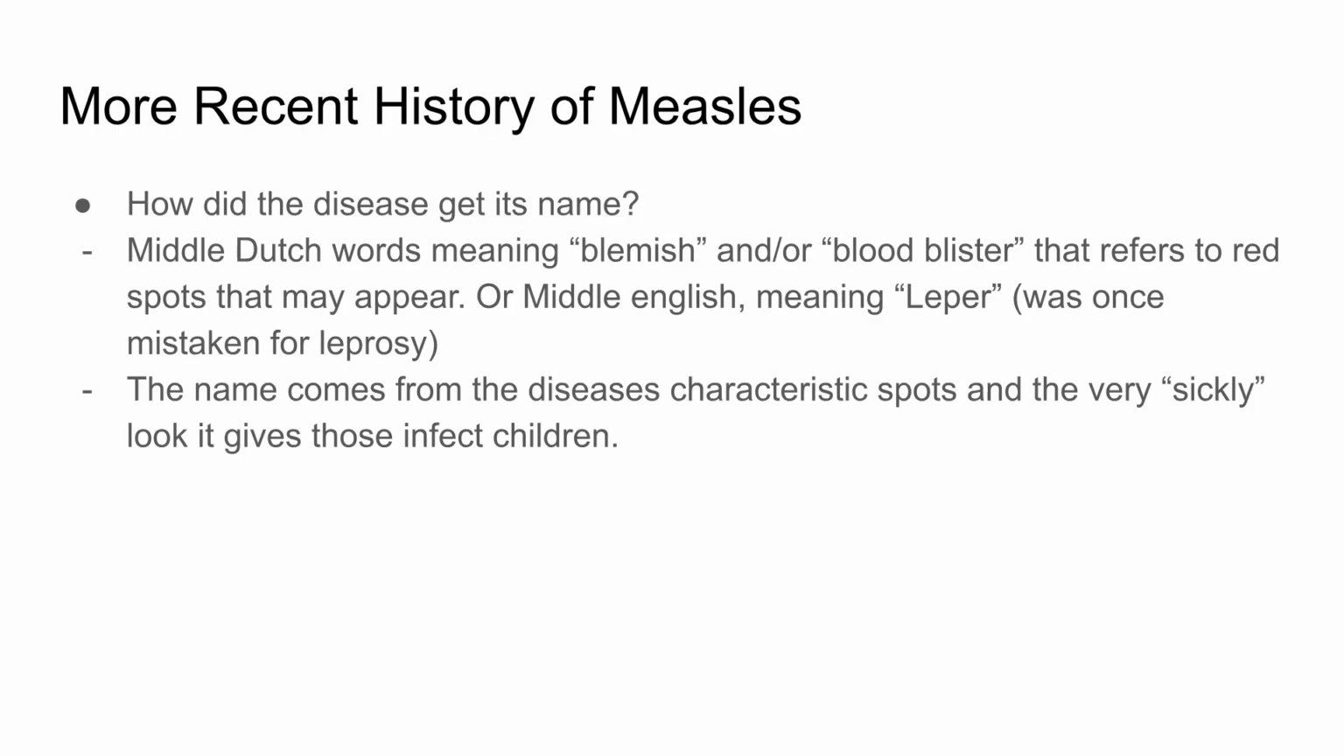More recent history of measles. How did measles get its name? So, Middle Dutch words meaning blemish or blood blister refers to red spots that may appear on the skin, or Middle English meaning leper because it was once mistaken for leprosy because of similarities. The name comes from the disease's characteristic spots and the very sickly look that it can give off to those infected children with measles.